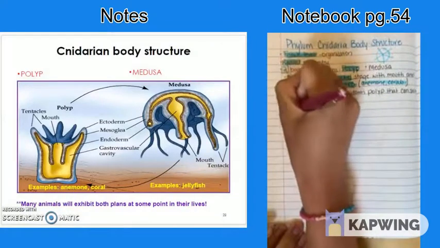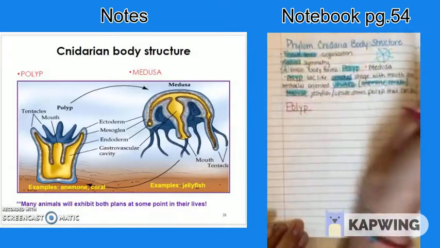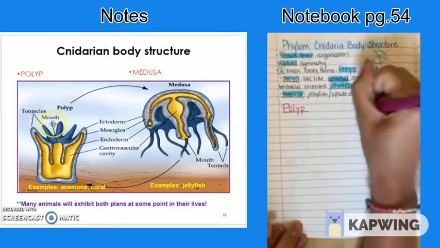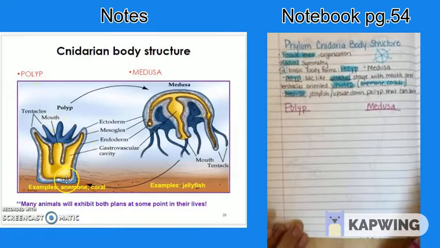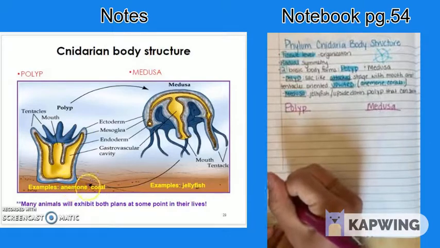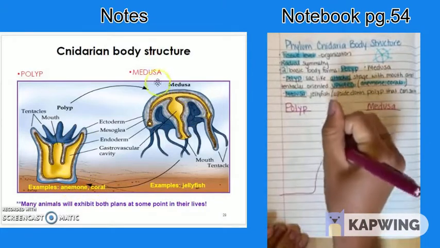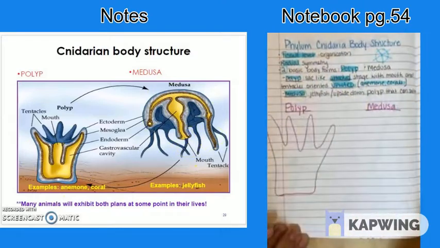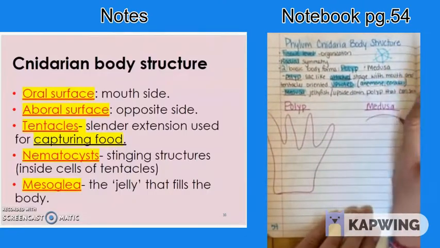All right, we are going to draw these in just a second, but I do want to show you these two main body forms. So notice the polyp, our mouth and tentacles are facing upwards. It is attached. These would be things like sea anemones and corals. And then our medusa, like a jellyfish, has our mouth and our tentacles facing downwards, like a jellyfish.